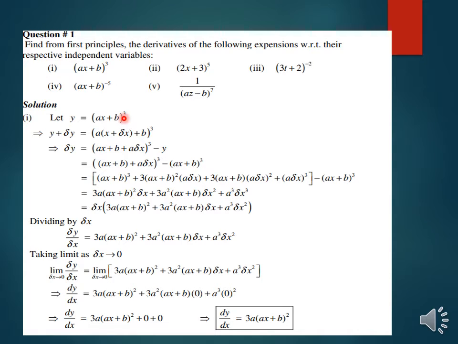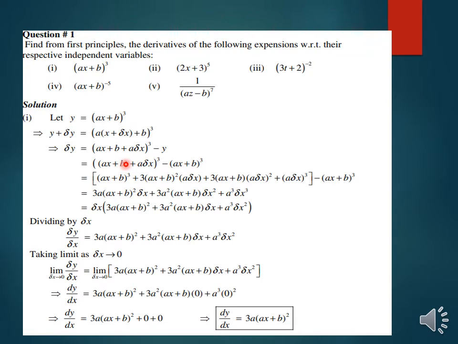Let y equal (ax plus b) raised to the power 3. So what will be the first step? Replace y by y plus delta y and replace x by x plus delta x. So here a remains same, and in place of x we put x plus delta x, and b remains same, and the whole cube. Now y here is positive and shifted to the other side, it becomes negative. And what is the value of y? (ax plus b) the whole cube. So here we write the value of y.